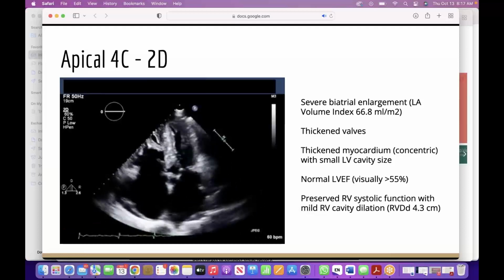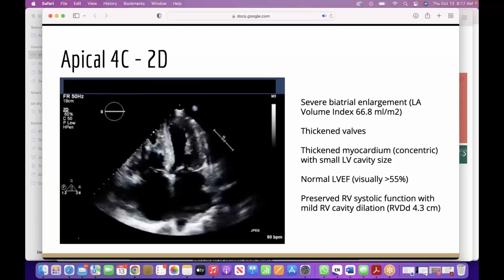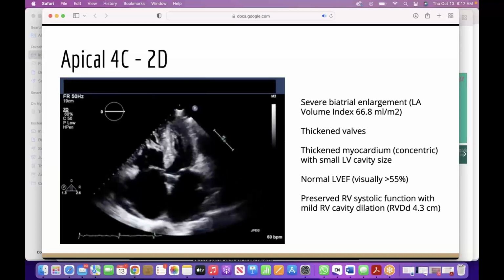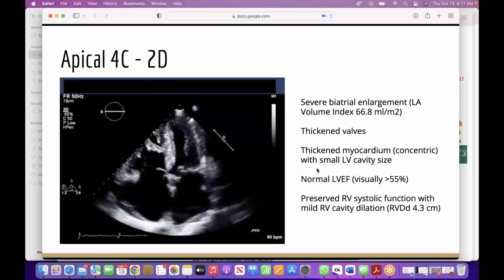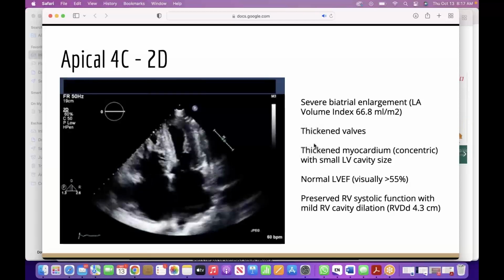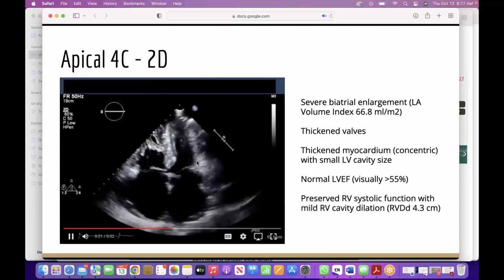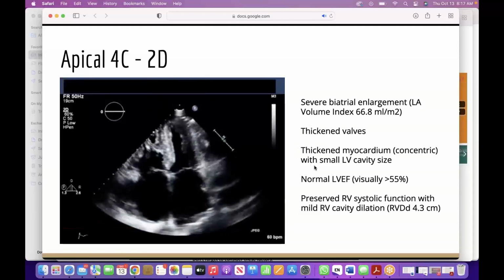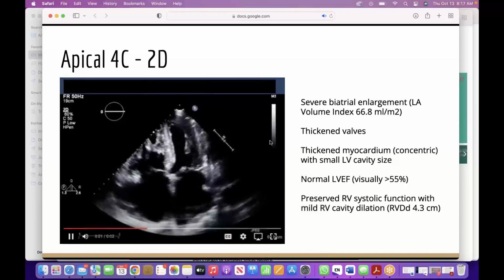The RV function overall came out to preserved on the basis of the TAPSE and the RV S prime and visual assessment, but it was mildly dilated at 4.3 centimeters, which of course fits with this patient's history of severe pulmonary hypertension. In addition, the RV dysfunction and dilation could be seen from intrinsic myocardial disease. At this point, we did not know that this patient had amyloid.